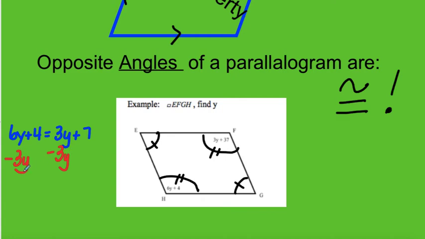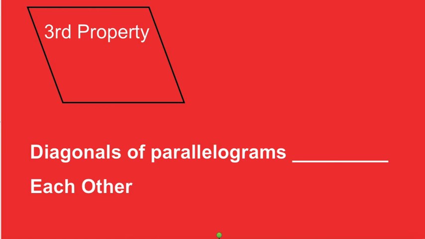And we subtract 3 from both sides, subtract 4 from both sides, and we get 3y equals 3, and then divide by 3. So y equals 1. Again, property number 2, opposite angles of a parallelogram are congruent. A couple more. The third property, one of my favorite properties.